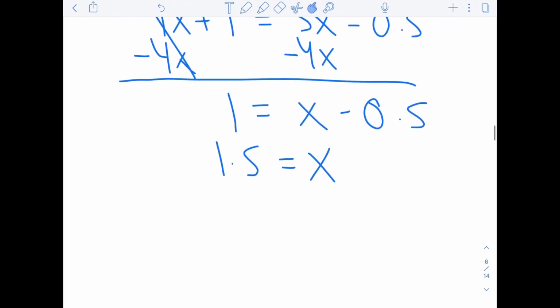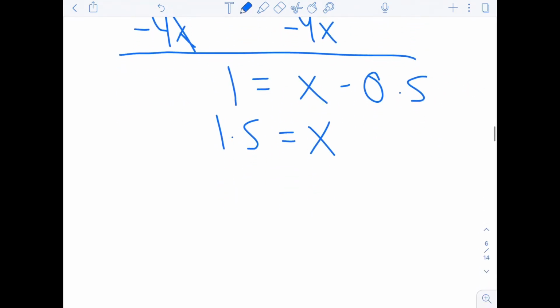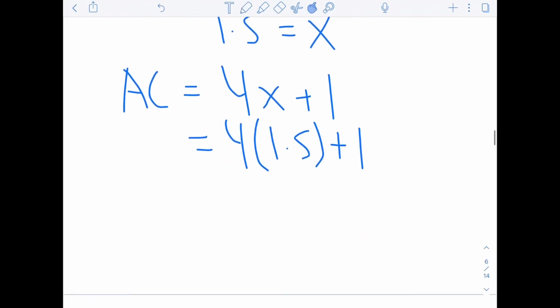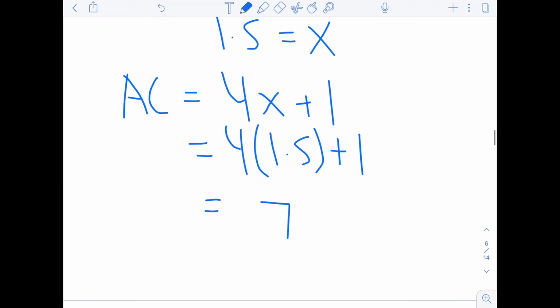So we know that AC equals 4x plus 1. So why don't we plug in 1.5 to that, and we'll find the length of it. So 4 times 1.5 plus 1, and that's going to equal 7. And since this is an isosceles triangle, we know that AC is equal to CB. So also CB is going to equal 7.